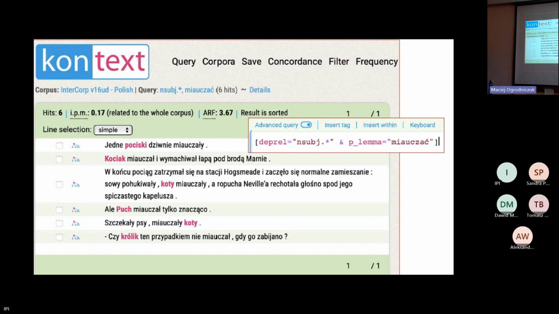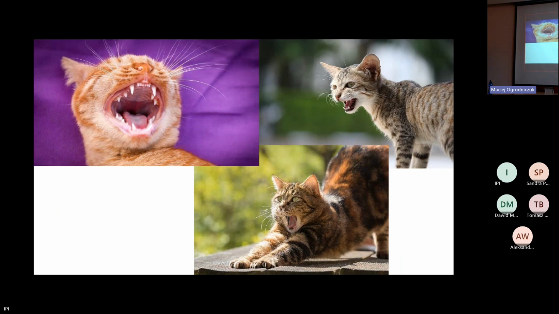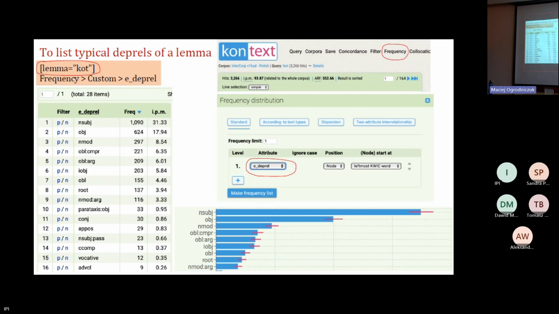So if you want to search, for example, for subjects that are headed by miaučať, you use this query, and you get this result. There are only 6 hits. It's for all InterCorp. There is probably not much about meowing in ACI or other text types. So these are different types of meowing.